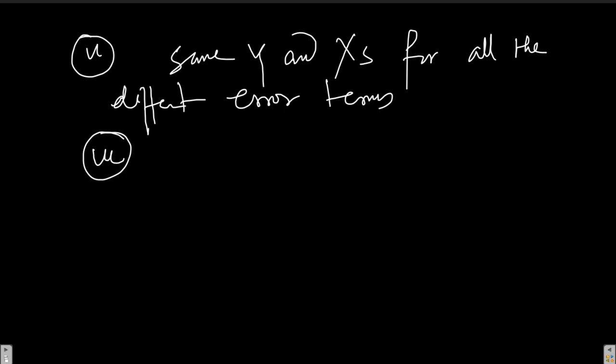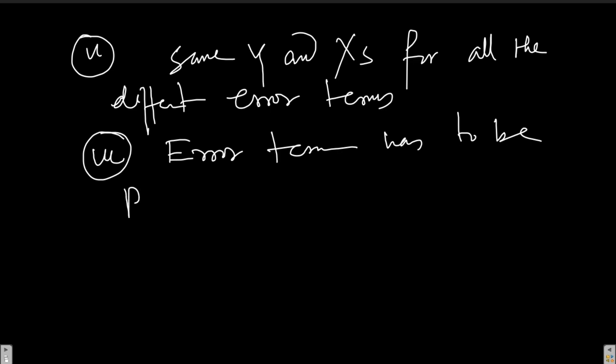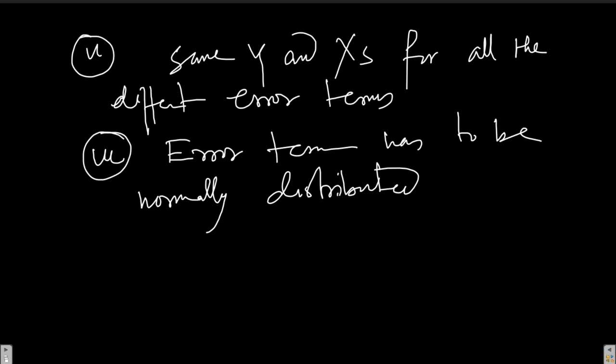Now the third one is that we have to have the error term normally distributed. The fourth limitation is that there has to be an intercept term.